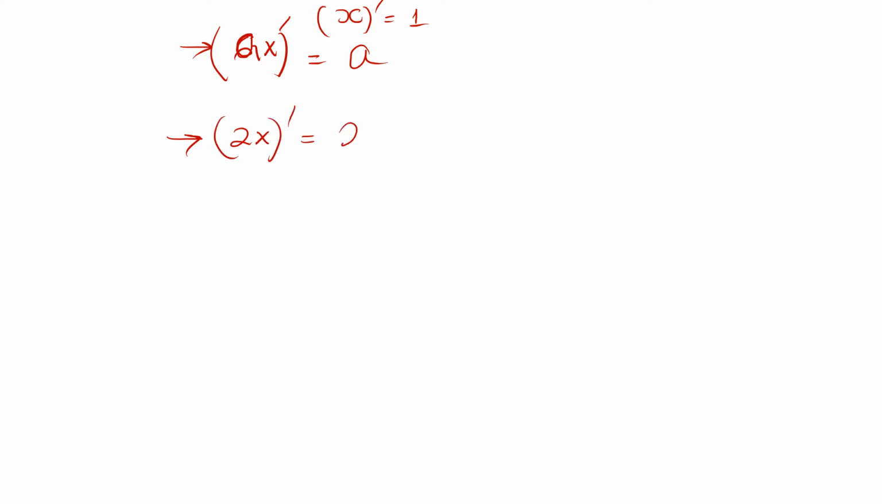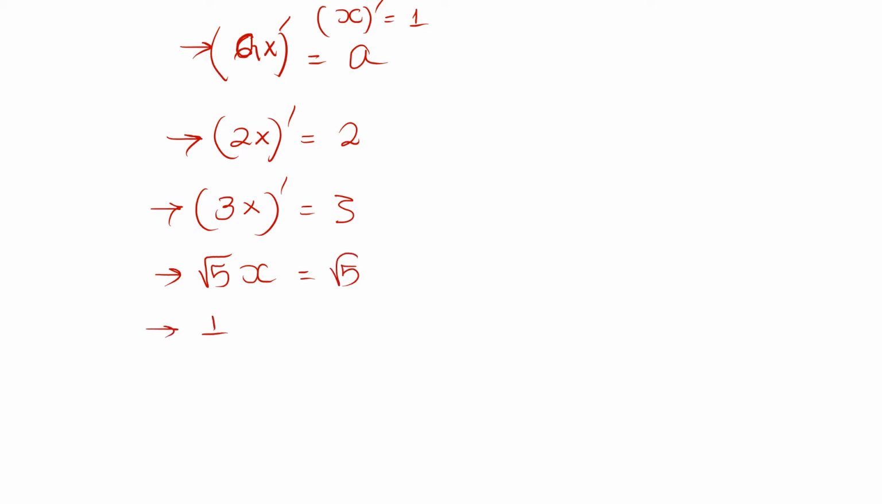Let's have an example. The derivative of x is 1. So the derivative of ax is equal to what? a times 1, which is directly a. What is the derivative of 2x? 2, correct. And what is the derivative of 3x? Of course, it will be 3. Now, what is the derivative of square root 5 times x? It will be square root of 5 only.